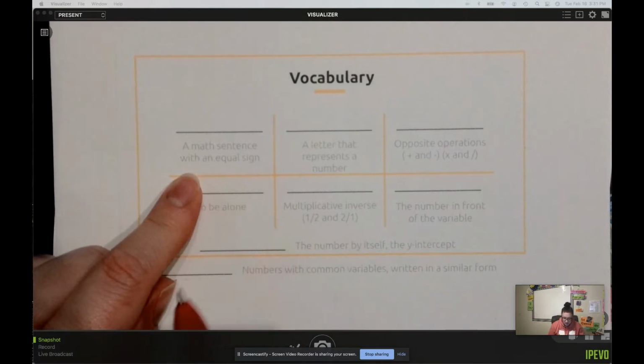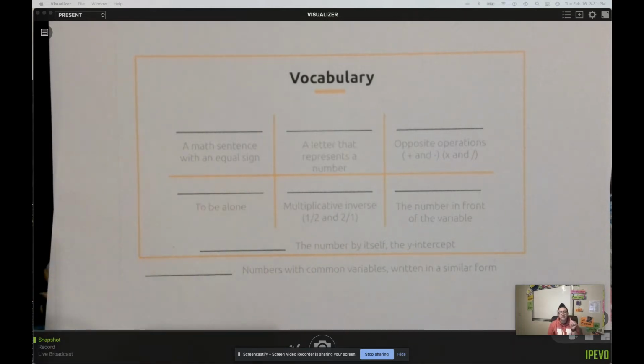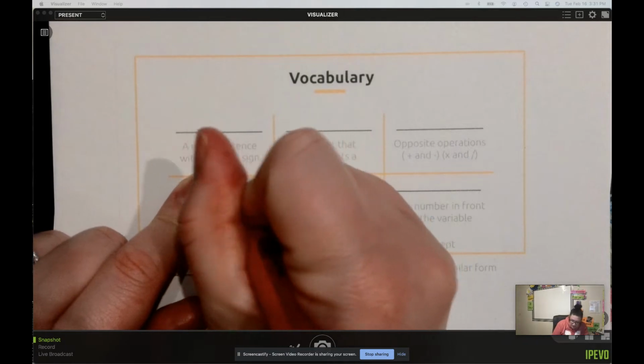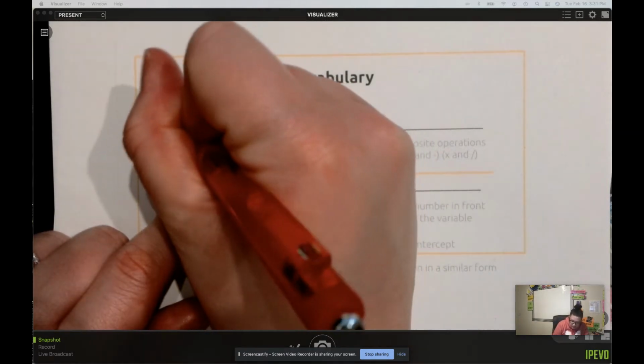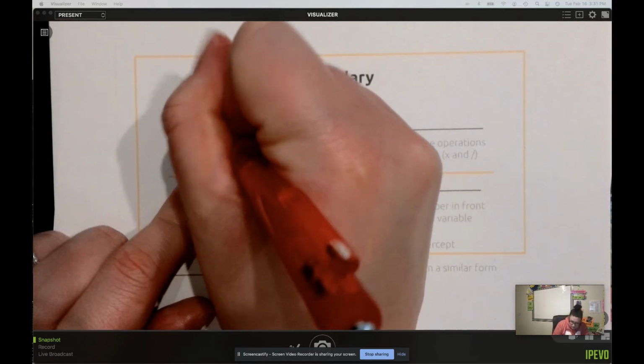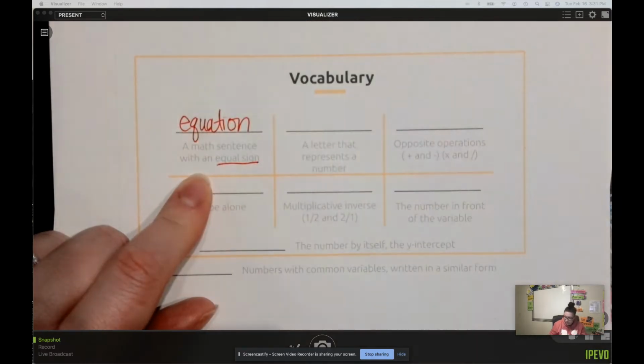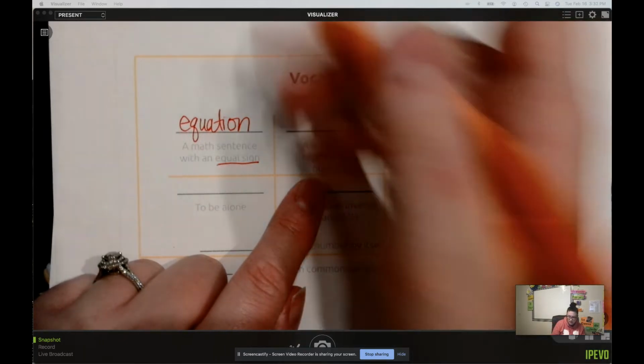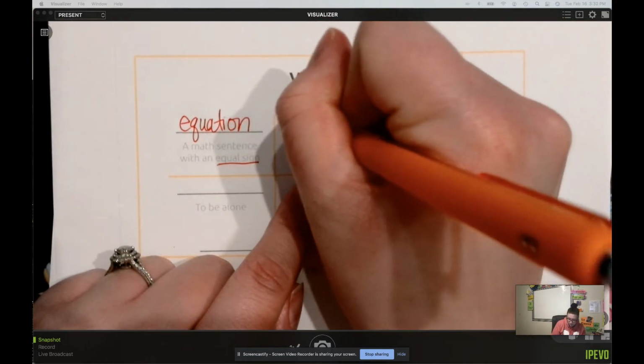I'm thinking of inequalities. Just kidding. Same questions we've been seeing. A math sentence with an equal sign is an equation. A letter that represents a number is called a variable.